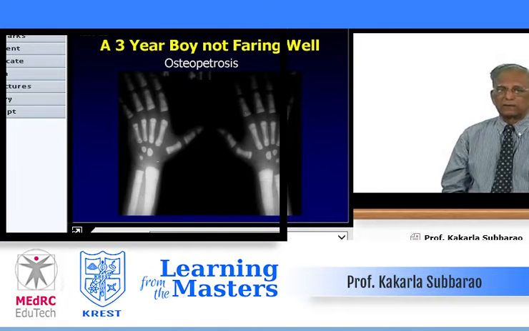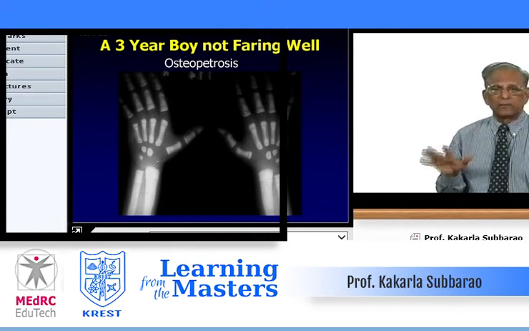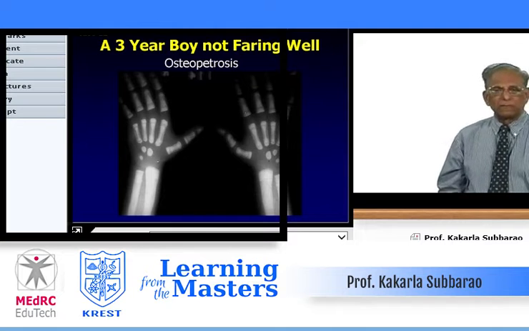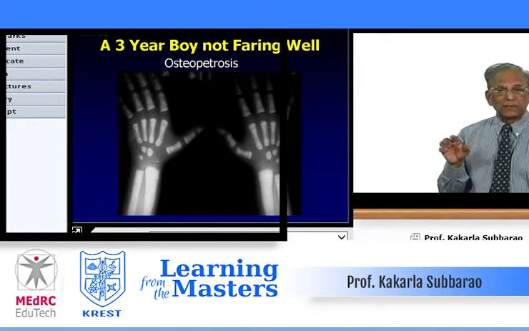Number 11, young child not faring well. If you look at the hands, they are dense. The bone age is consistent with his chronological age, but the bones are dense. Not only dense, there is an inset, a bone in a child. So it must be a congenital or developmental abnormality. Dense bones, immediately you think of osteopetrosis, or the so-called marble bone disease.